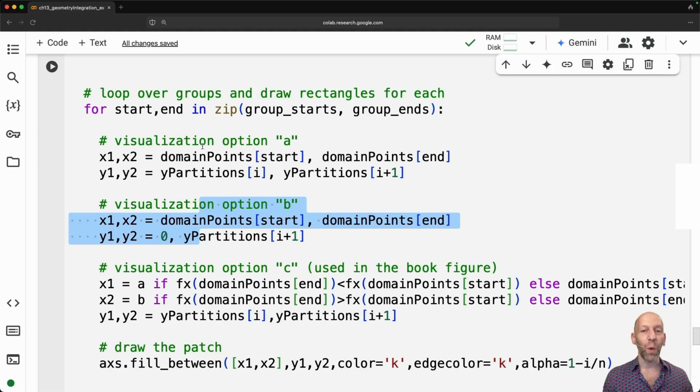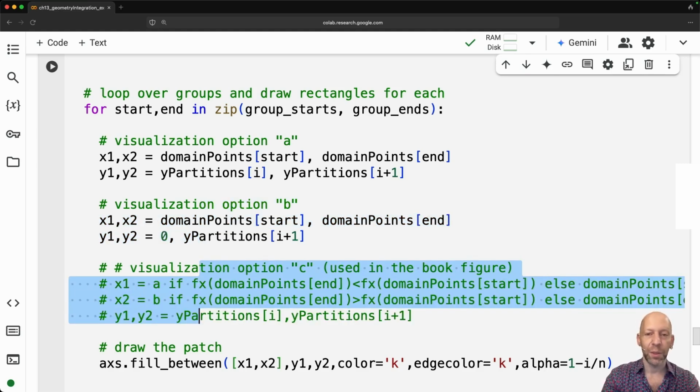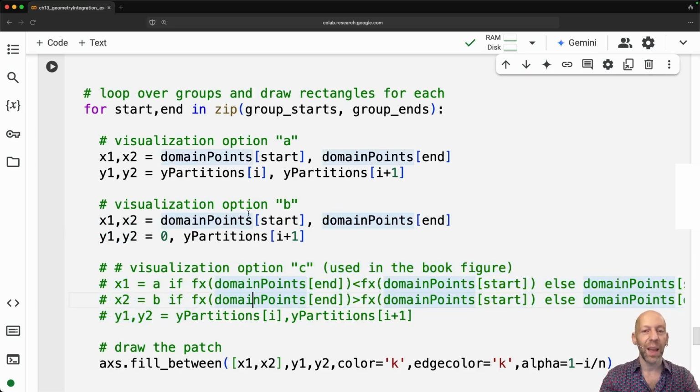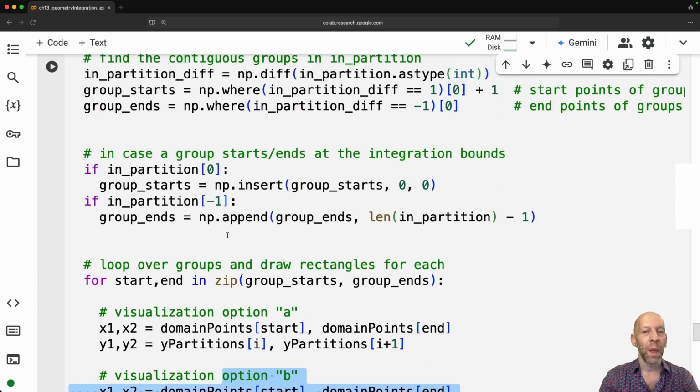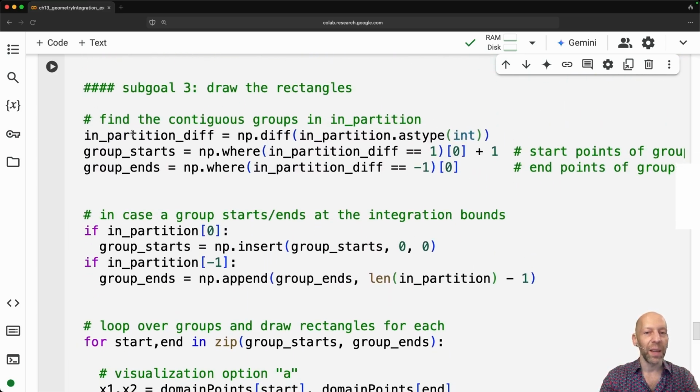It's just a different way of drawing the bars. You can comment out, for example, option C, and then we will visualize option B, which I'll show you in a moment. Okay, and then this code here is finding all of the x-axis values that are contiguous.